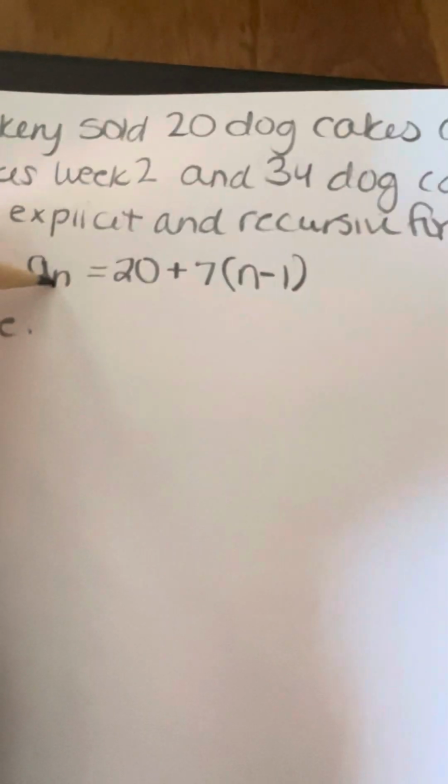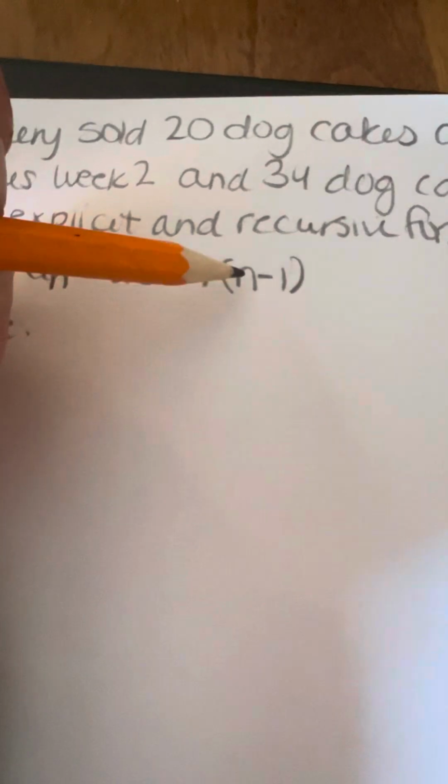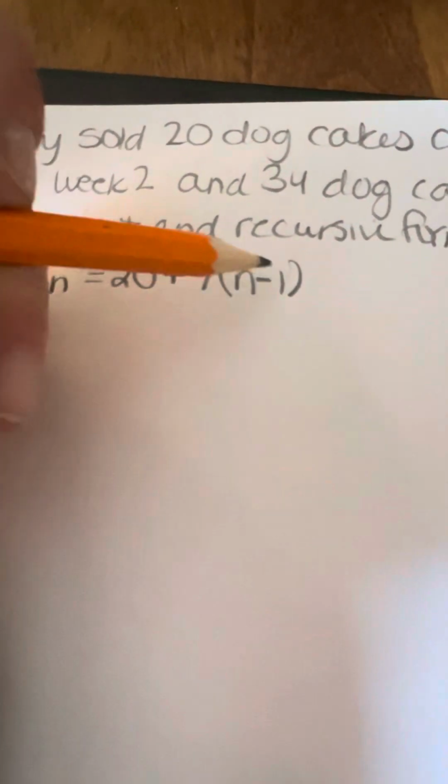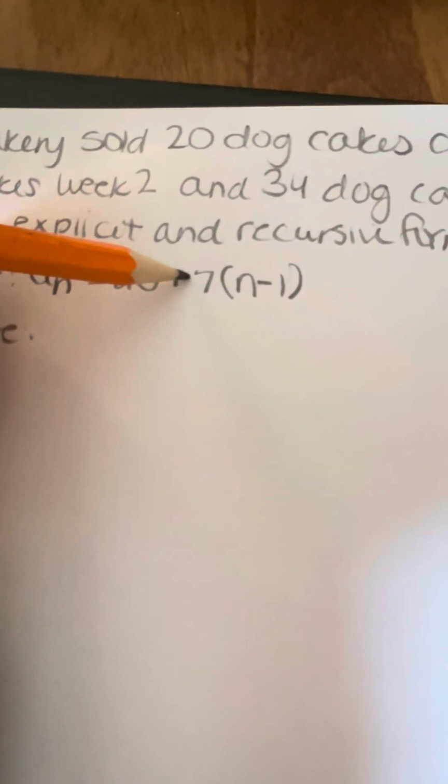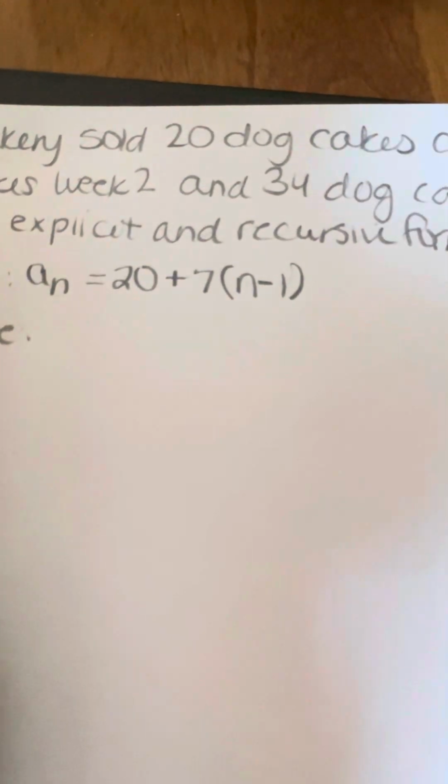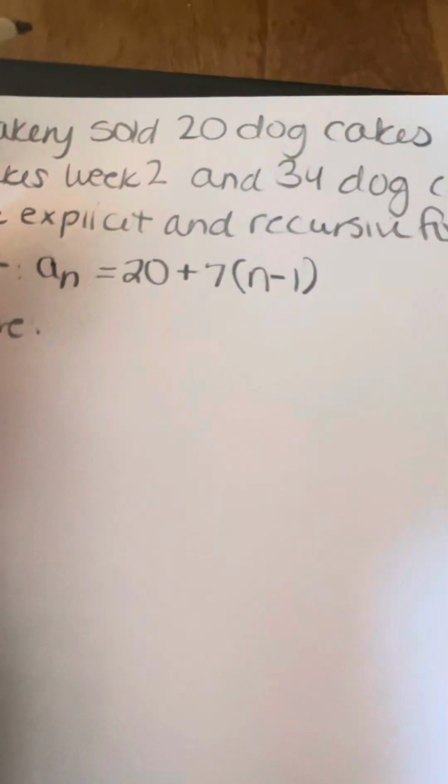So if I wanted the 30th week, I would put 30 here, which means I would do the 29th week times 7, and then I would add it to whatever we started with and get our answer for that 30th week.